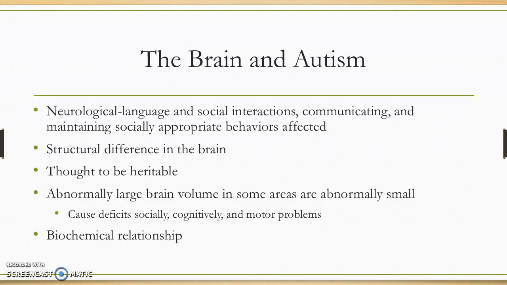People with autism have abnormally large brain volume in some areas and abnormally small brain volume in other areas, which can cause deficits socially, cognitively, and motor problems. And there seems to be a chemical relationship between autism and the brain.